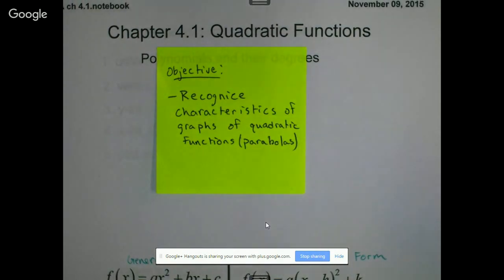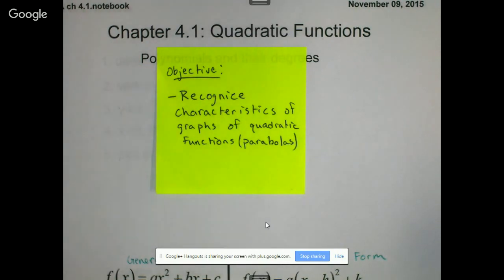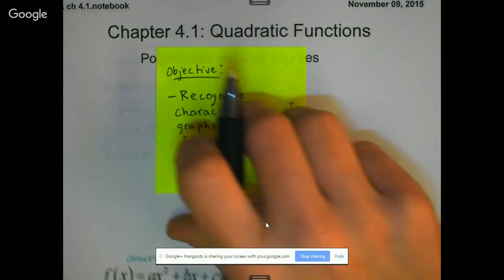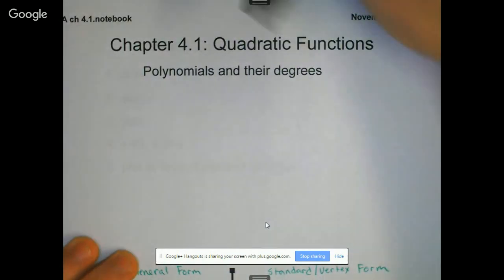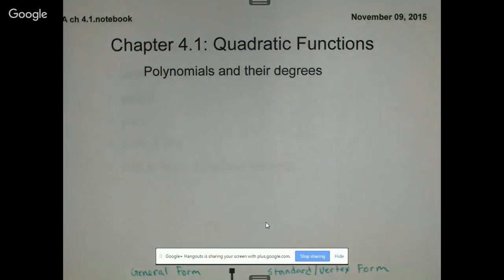This is at THS, Mr. Jones. We're going to talk about chapter 4.1 today, quadratic functions. And our objective here in this section is to recognize characteristics of graphs of quadratic functions. So we're really going to get into parabolas and the quadratic function itself.